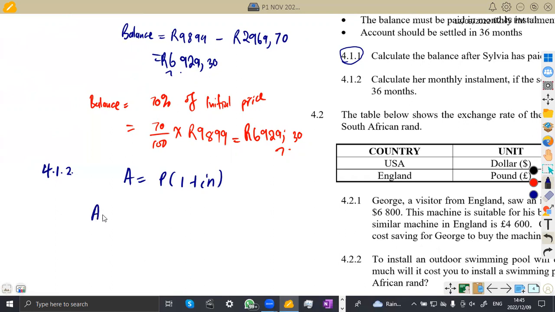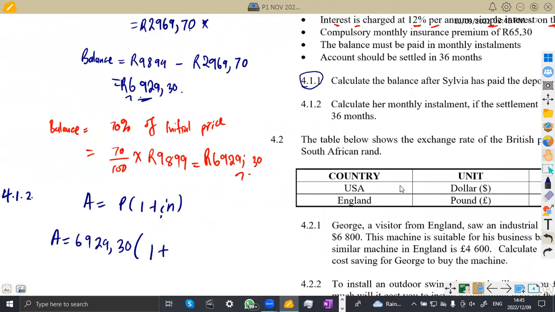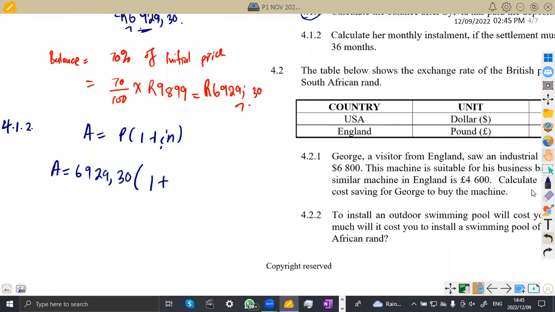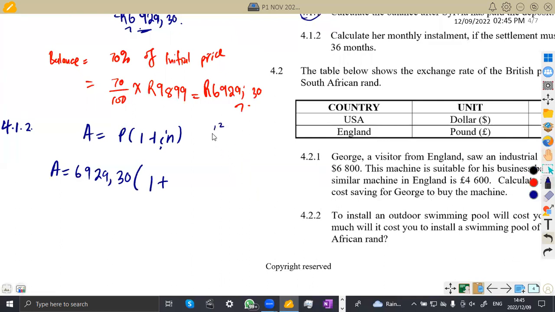All right, so our amount is going to be equal to P, which is the balance that we had, because it's charged on balance, and the balance is 6929.30, or just 0.3. You can just leave the 0 in calculating, there's no effect. 1 plus the interest, I is the interest. So take note, it's now charged an interest of 12% per annum. So 12%, that's 12 over 100, which is 0.12.